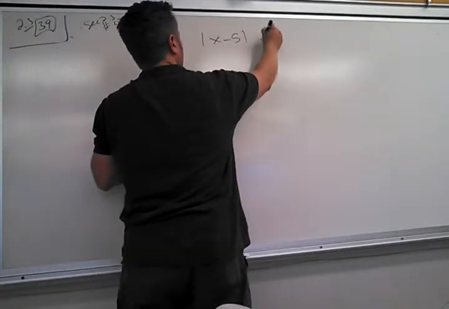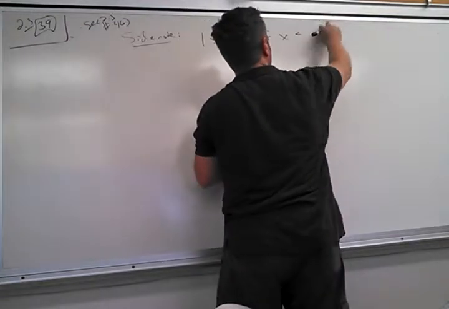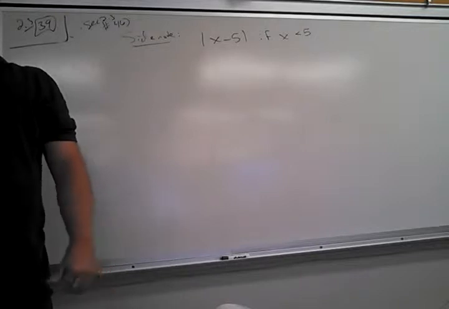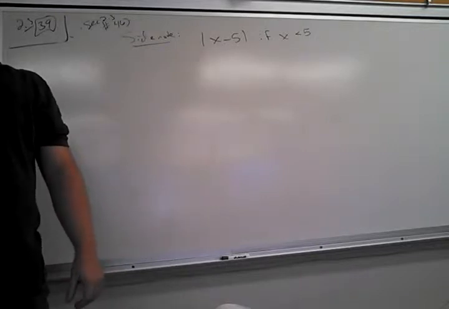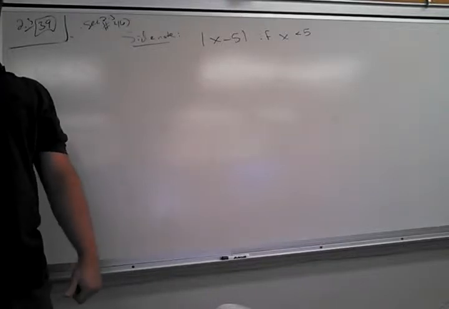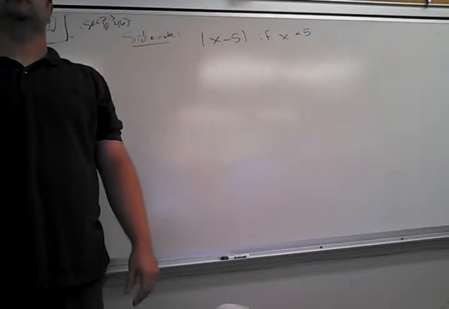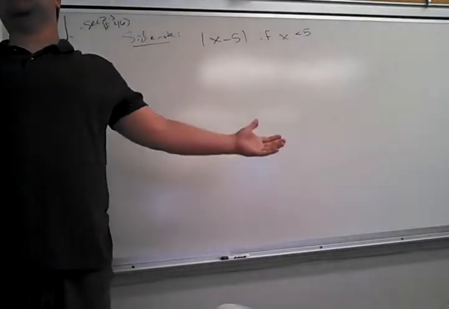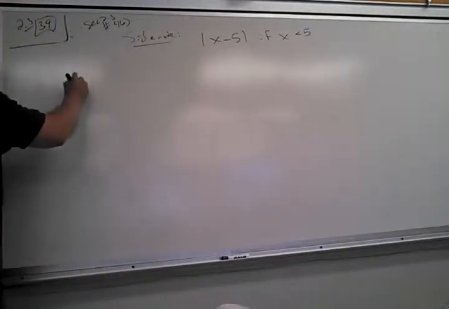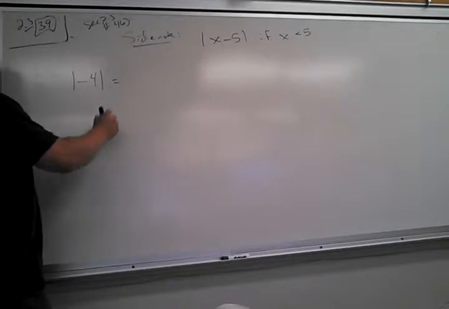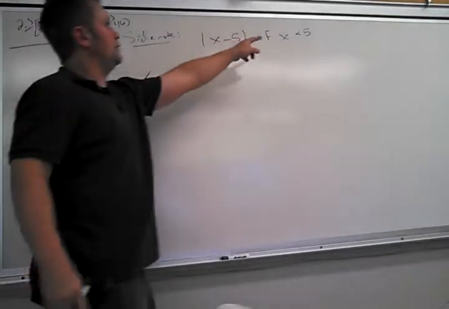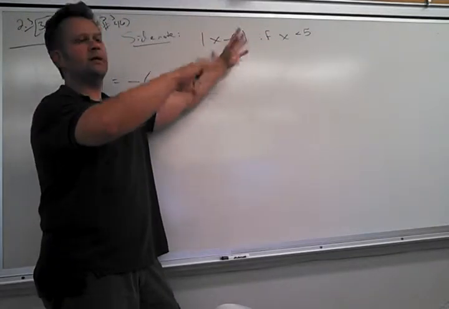What is this if x is less than 5? Can anybody tell me? What's the absolute value do to something that's positive, for example? Doesn't do anything, right? What's the absolute value do to something that's negative? Makes it the opposite of it, right? So really, if I have this, what's the absolute value do to it? Makes it the opposite of what it was, if x is less than 5. And I know the guy that asked the question is like, what the hell has this got to do with anything?